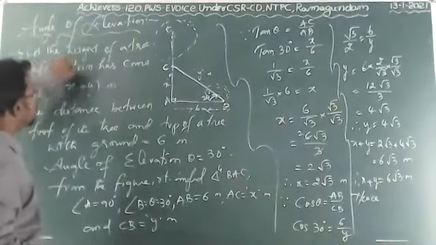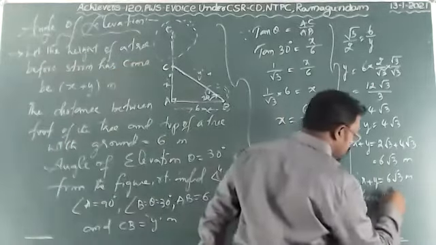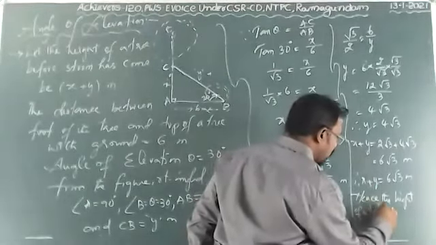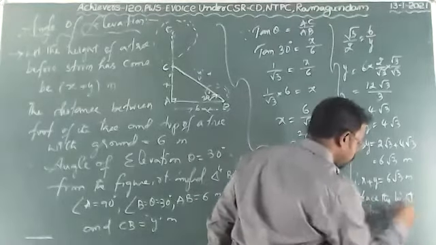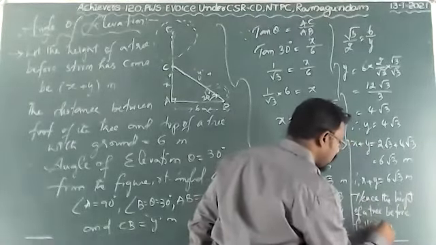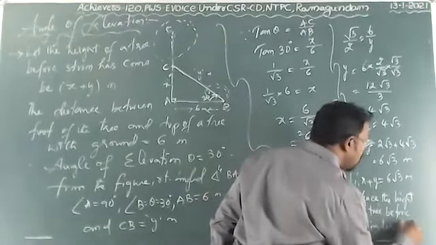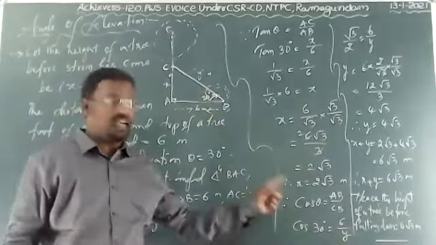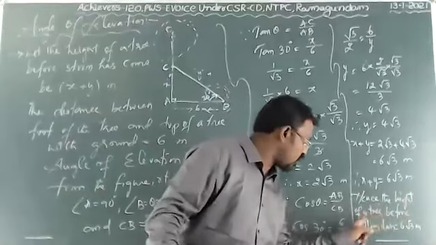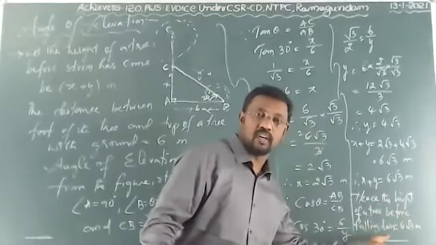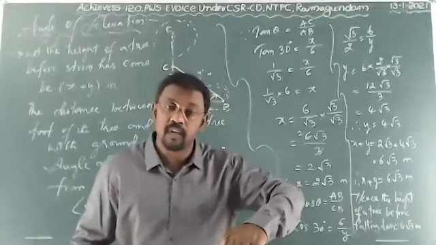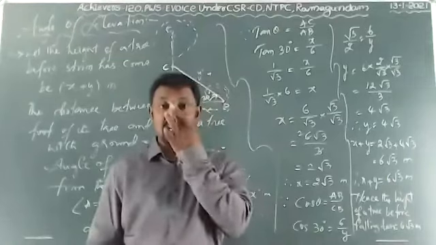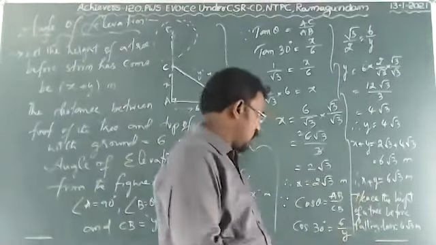Hence, the height of the tree before falling down, before the storm has come, is 6 root 3 meters. Hence the height of the tree is 6 root 3 meters.